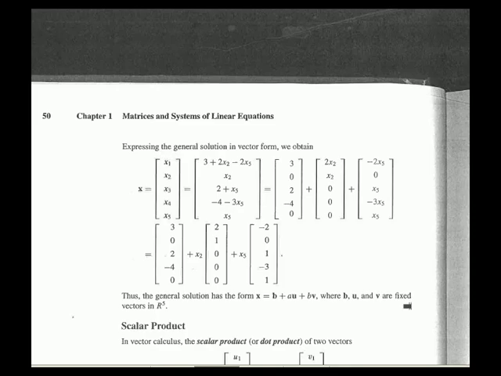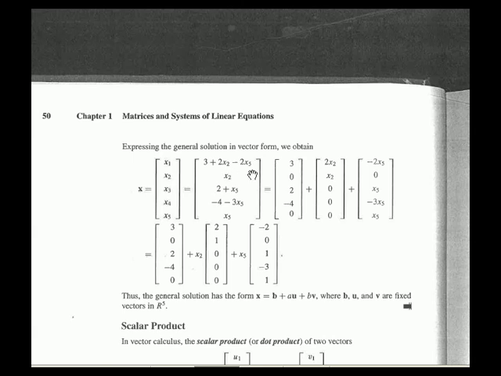x1 is just 3 plus 2x2 minus 2x5. x3 is 2 plus 1x5. x4 is minus 4 minus 3x5. And so x1, x3, and x4 can be written in terms of x2 and x5. x2 and x5, of course, can be written in terms of x2 and x5. They're just x2 and x5.